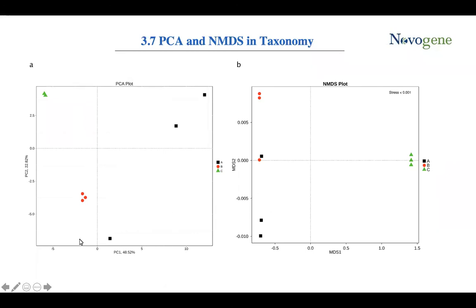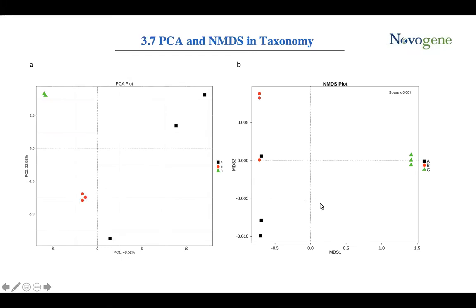So for this PCA analysis, each point represents a sample, plotted by one principal component on the x-axis and another principal component on the y-axis. The points are colored by group. The percentage on each axis indicates the contribution value to the discrepancy among samples. So the more similar the sample composition, the closer they are to each other.